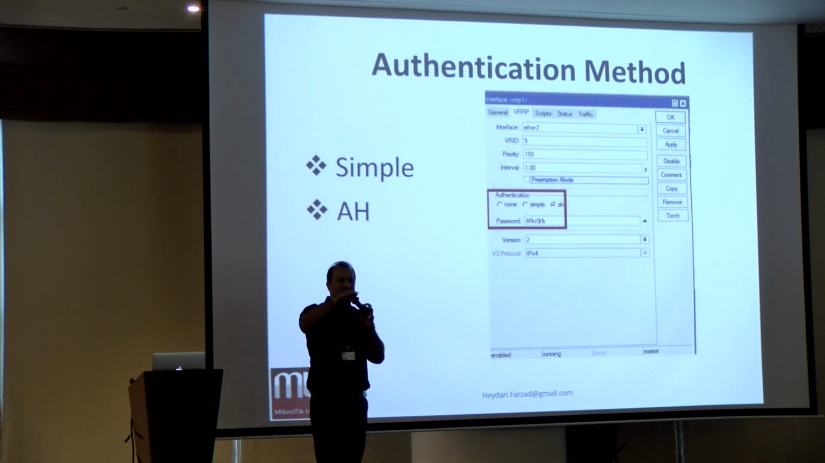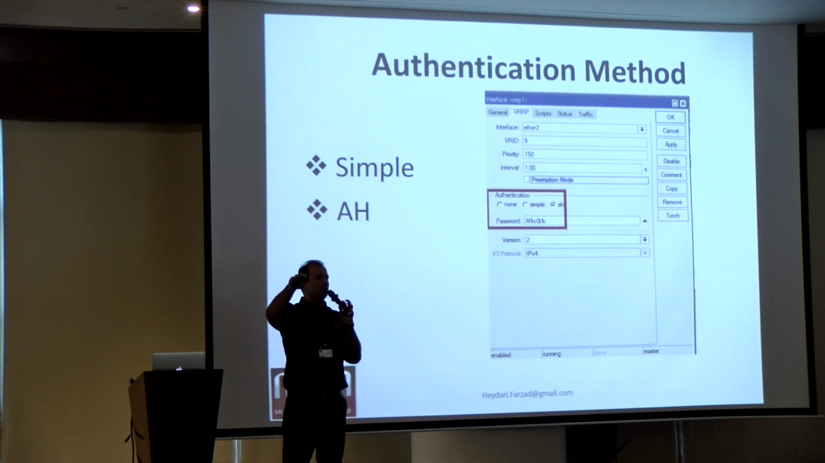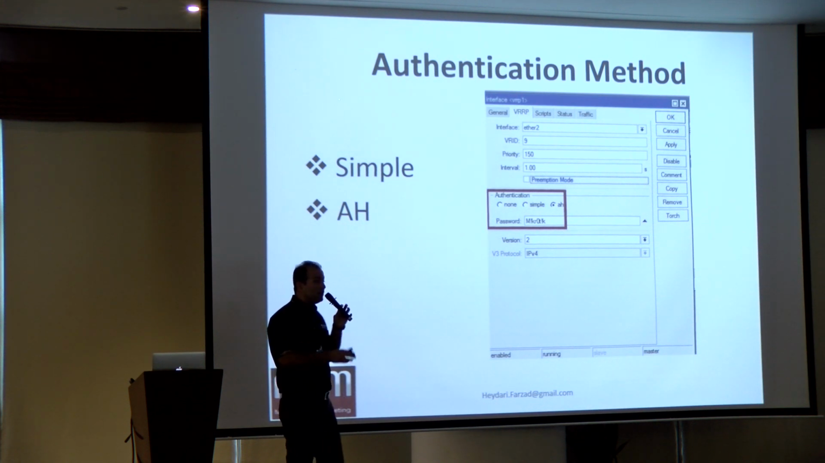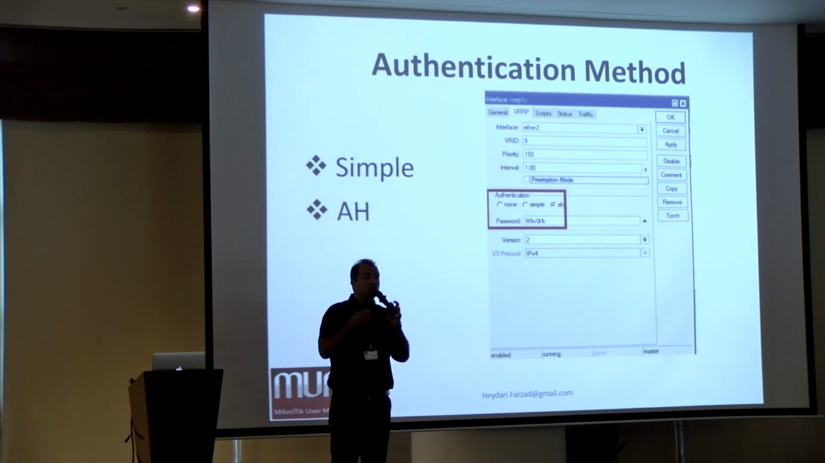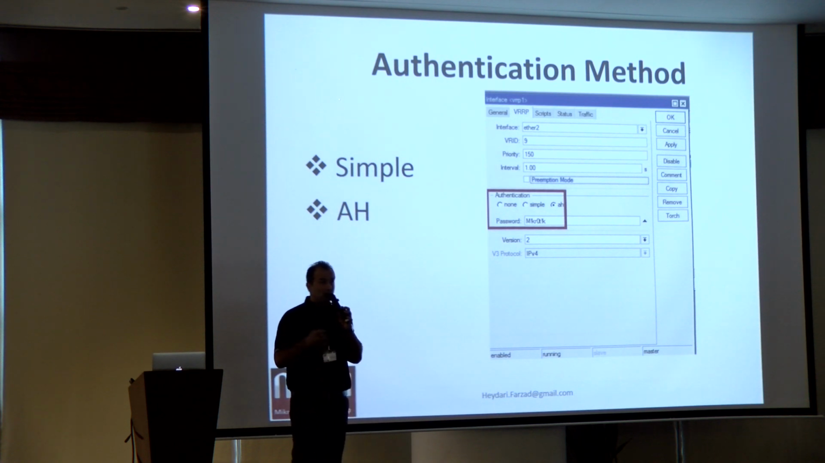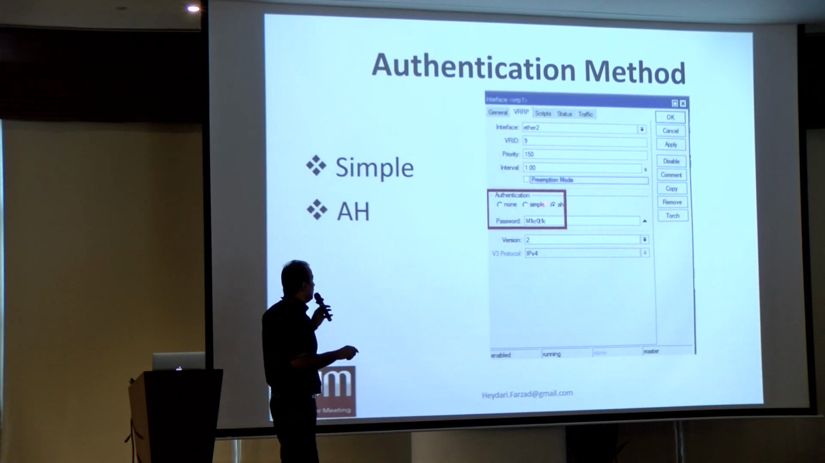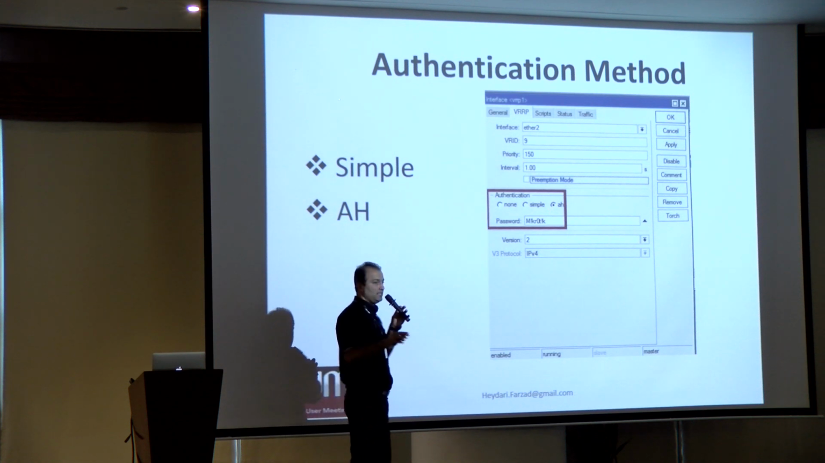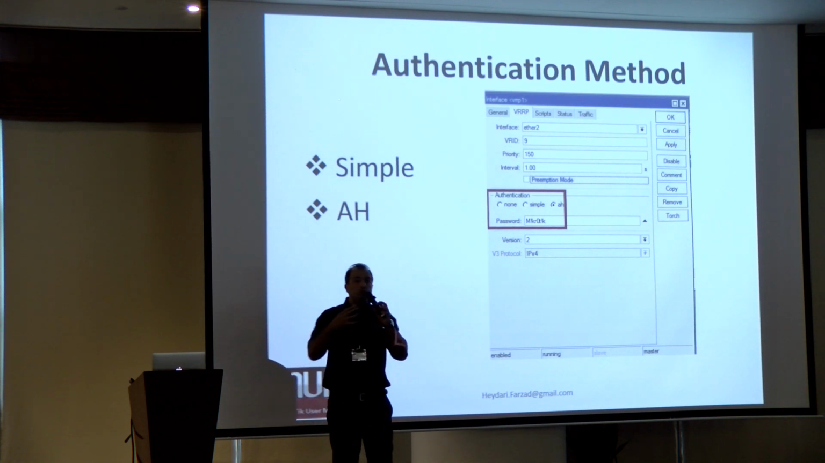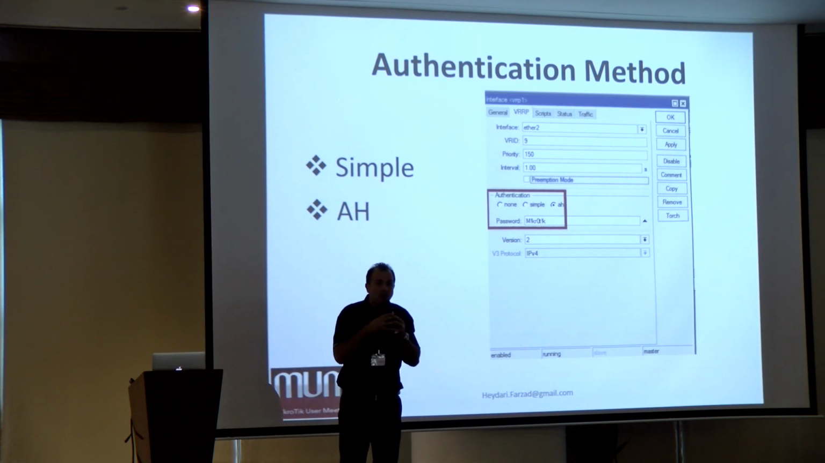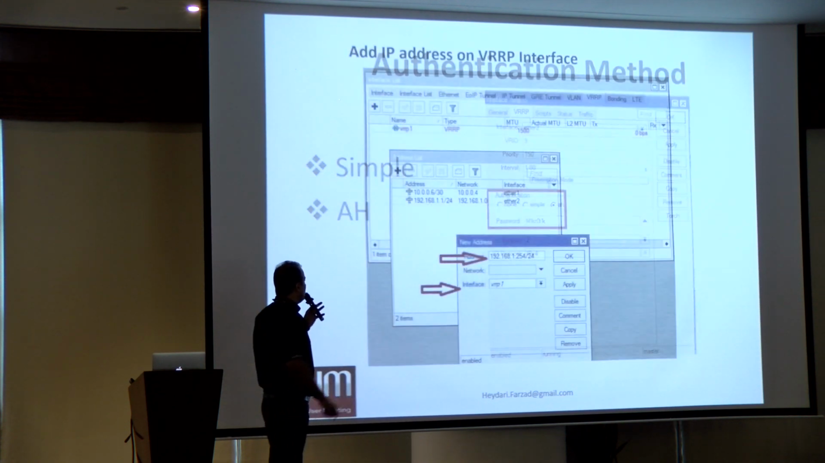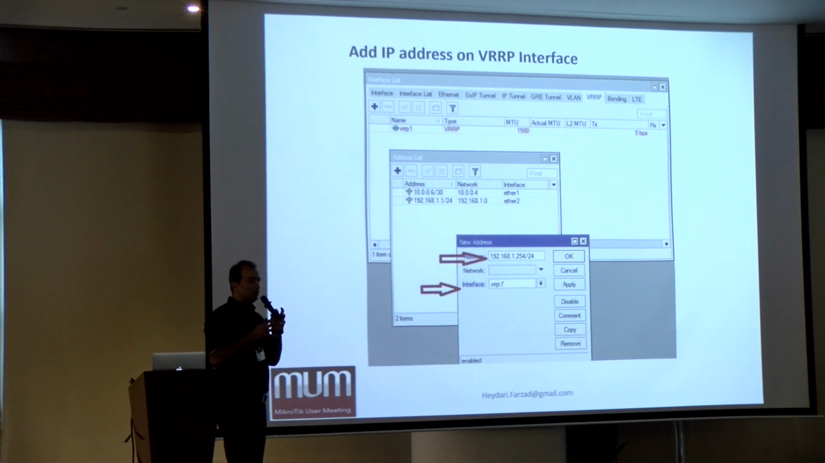Someone asked about man in the middle attacks in the network. Here there can be a man in the middle, because the VRRP master is your default gateway. So be careful about VRRP authentication. We always use AH, the authentication header. If two routers have the same authentication, they can be in a group. So be careful.